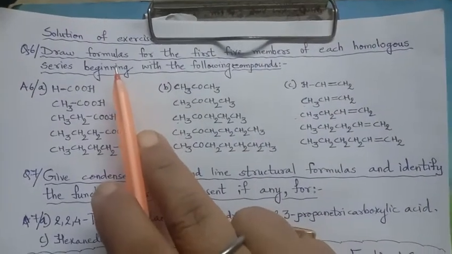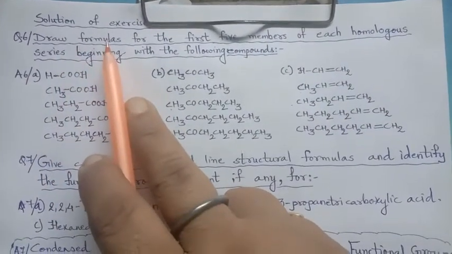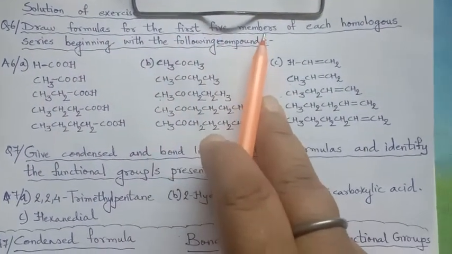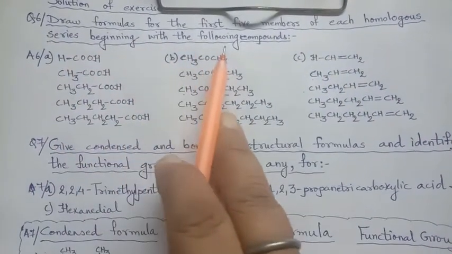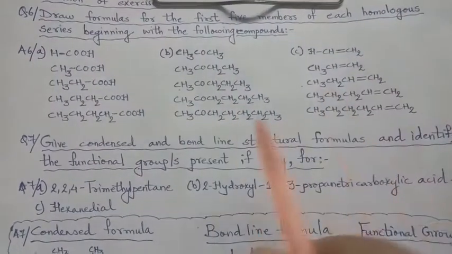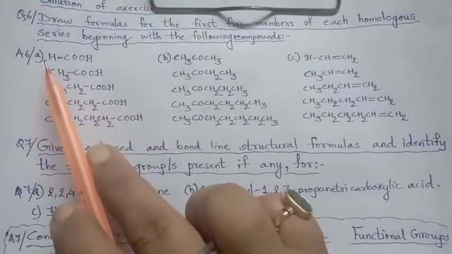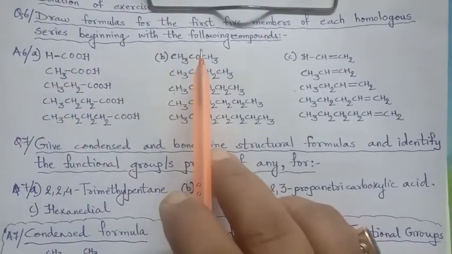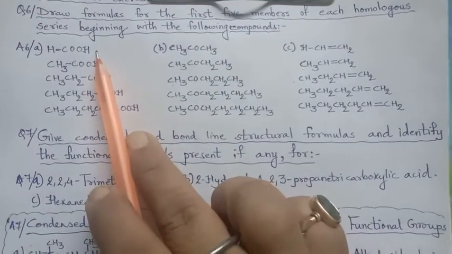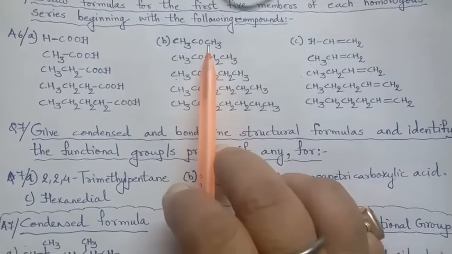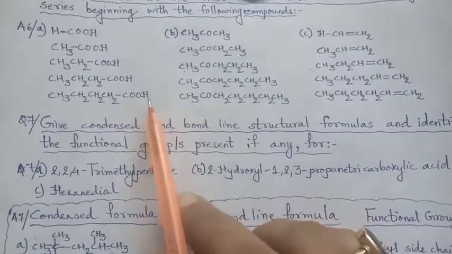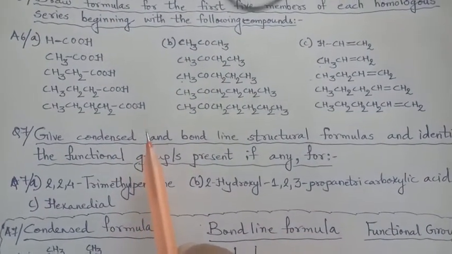So, question 6 is, draw formulas for the first 5 members of each homologous series beginning with the following compounds. So, we are given 3 compounds, and that is the first member of the particular series, and we are supposed to write 5 of that particular compound.